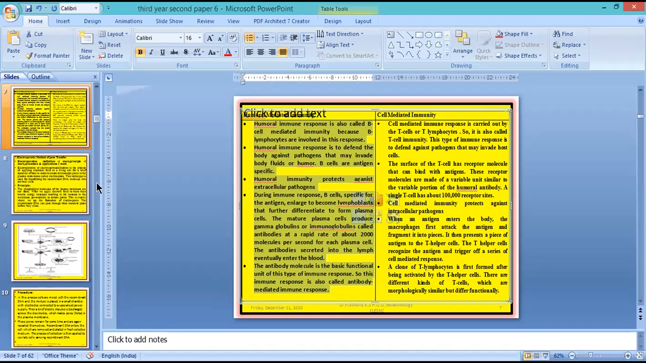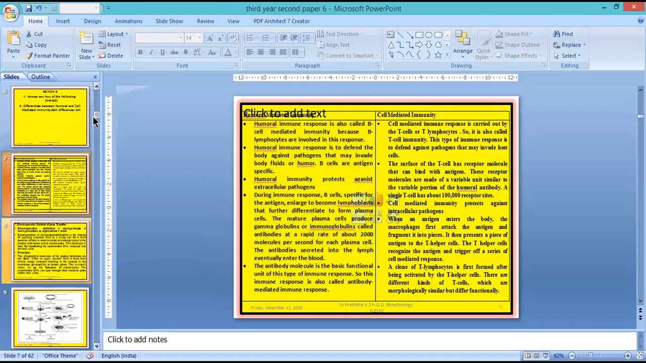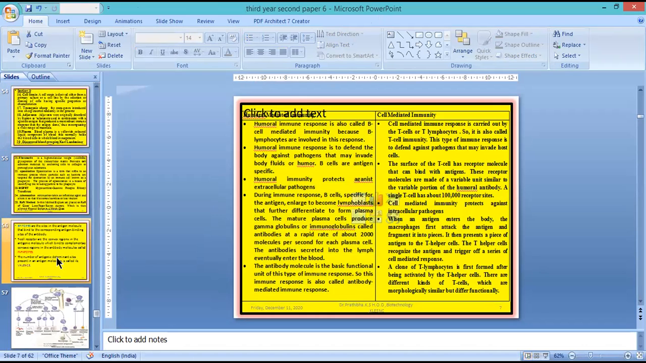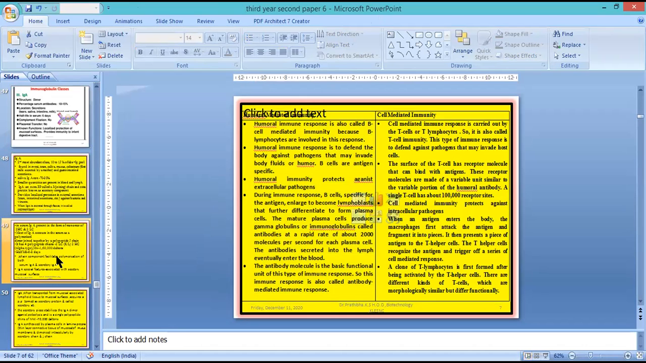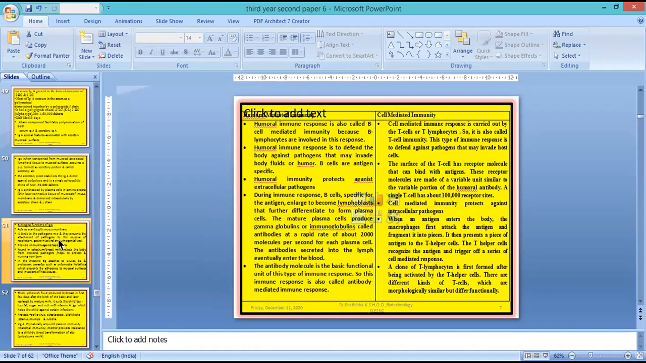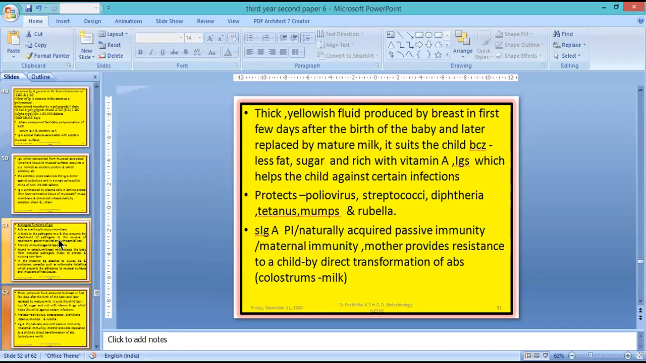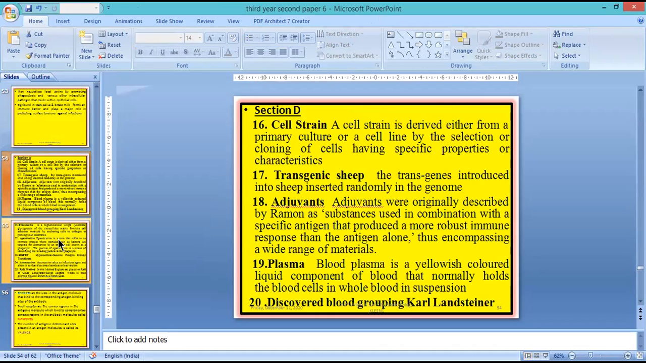Now let us go through section D. In section D you are going to write 1 mark answers. This is the last slide, with the 1 mark question answers. The questions asked were one mark each, and you can write in one sentence.